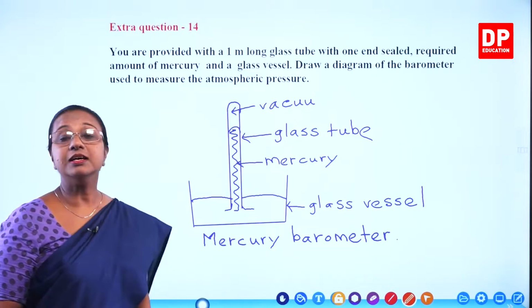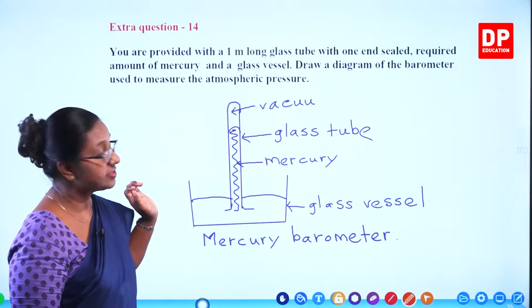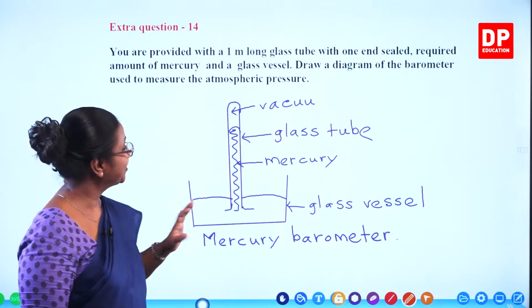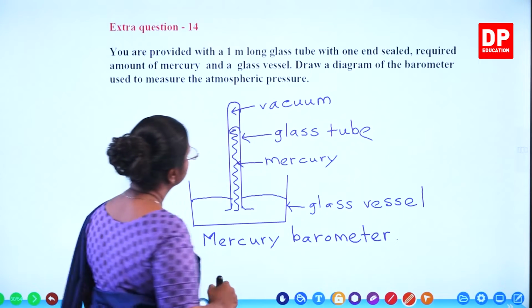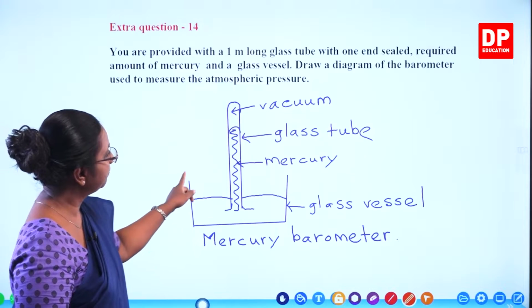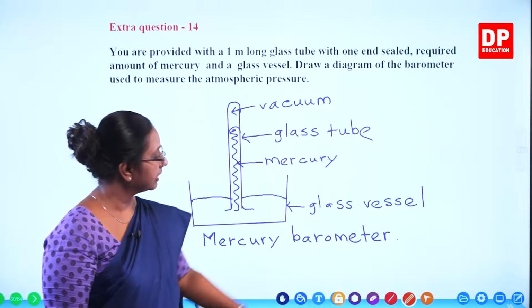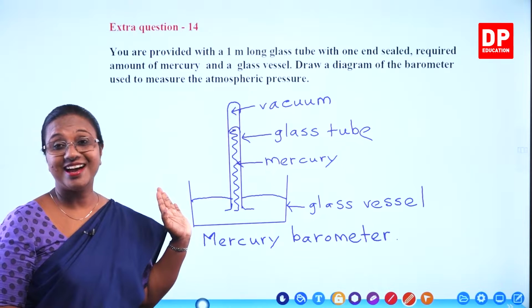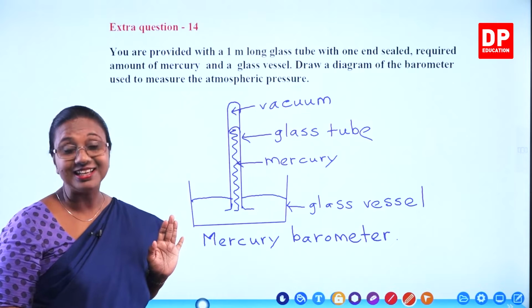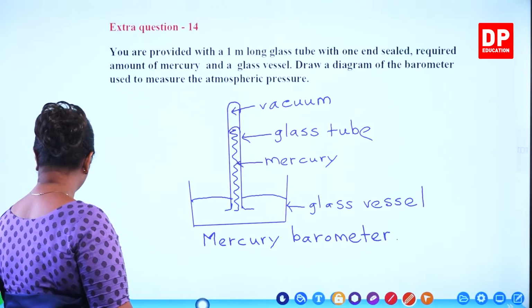So that is the one we have drawn here. This is what you were supposed to do there. I am sure students, even you all are able to draw the vacuum. So that has to be vacuum, glass tube, then mercury, glass vessel, mercury barometer. That is how you are supposed to draw the diagram, and I am sure you would have done it correctly. With that, I will move on to the next question.